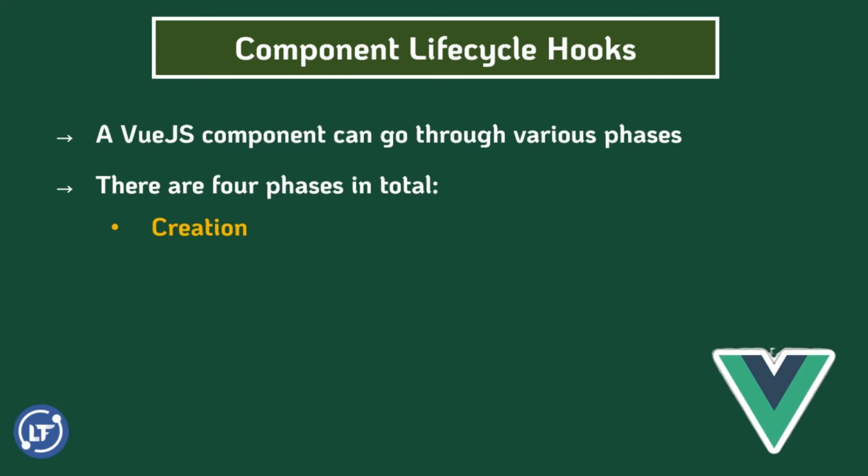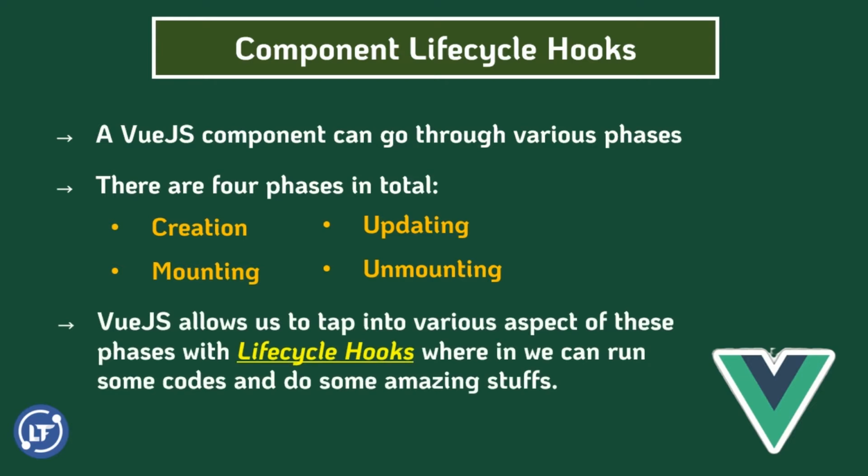The first one is the creation stage, where the component is created. We have the mounting stage, where the component is mounted into the DOM, and displayed or rendered. And we have the updating stage, where the component updates, maybe because particular data changes. And then we have the unmounting phase, where the application is removed from the DOM and later maybe destroyed. Vue.js allows us to tap into various aspects of these phases with what we call lifecycle hooks, and that is where we can run different code. We can do some pretty amazing stuff.